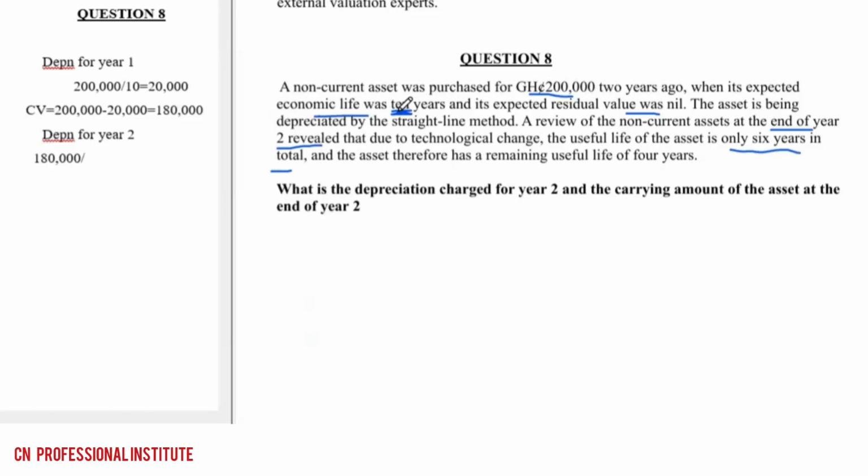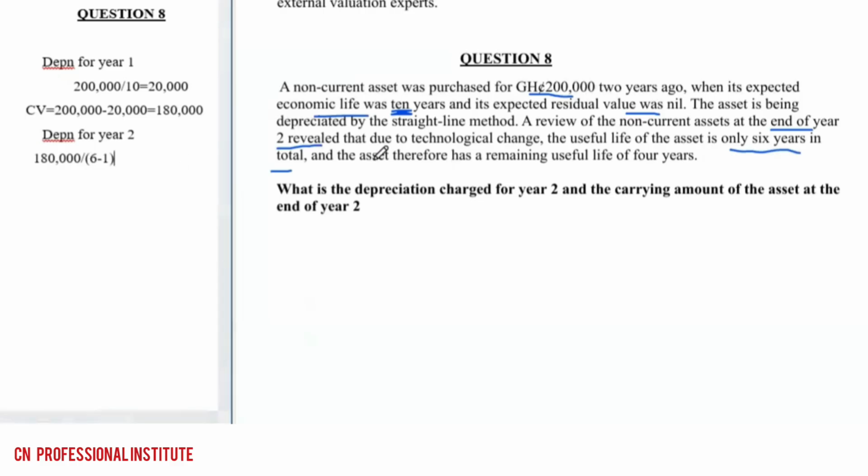But they said they have revised the total life from 10 to 6. And we said to charge depreciation, it is the carrying value divided by the remaining useful life, right? What is the remaining useful life? They said now the revised life is 6 years. But we charged depreciation for 1 year, so 6 minus 1. So we are going to divide the 180 by 5.